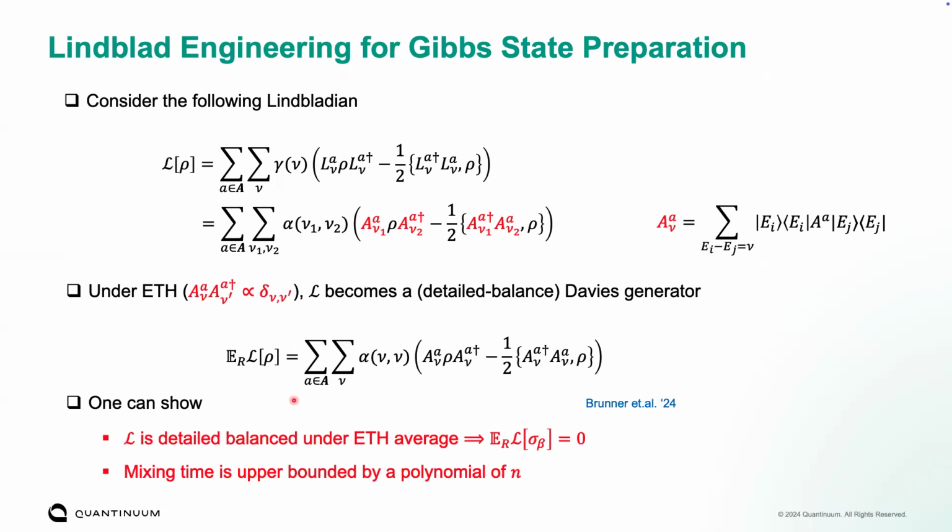So indeed, that's what we see here. So under ETH average, at least the Lindbladian now obeys detailed balance. And then importantly, this doesn't have a coherent term. That was complicated and we didn't want to implement it.